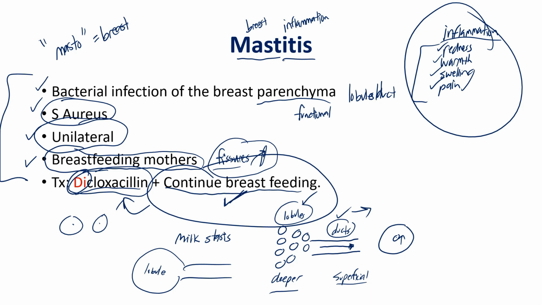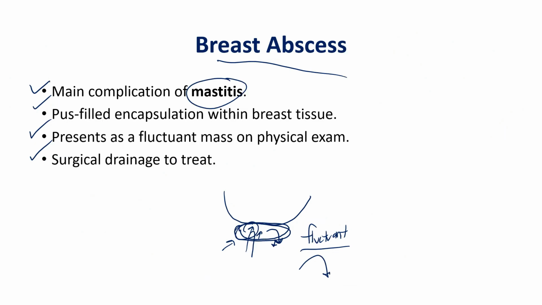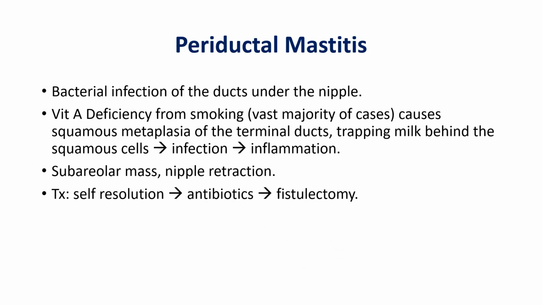If I don't tell you that there's redness, warmth, swelling, and pain in this condition, just remember the fact that we're dealing with inflammation should guide you towards the fact that, oh yeah, I could see any of these 4, whether it be all of them or even one, as these are the cardinal signs of inflammation. Okay, so we've covered now mastitis, with the complication being breast abscess if not treated appropriately. Now we're moving into periductal mastitis.